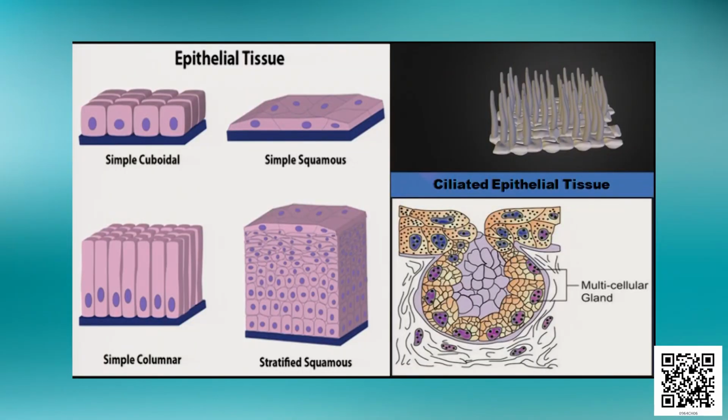So what you got to know till now about epithelial tissue? Epithelial tissue are of 6 types. 1. Simple cuboidal. Look at the picture. Simple squamous. Why simple? Because they are only one layered. Okay. Simple columnar and stratified squamous. Ciliated epithelial and glandular epithelial. There are more number of tissues also there, but you have to focus on this, that simple cuboidal, simple squamous, simple columnar, stratified squamous, ciliated epithelial and glandular epithelial tissue.